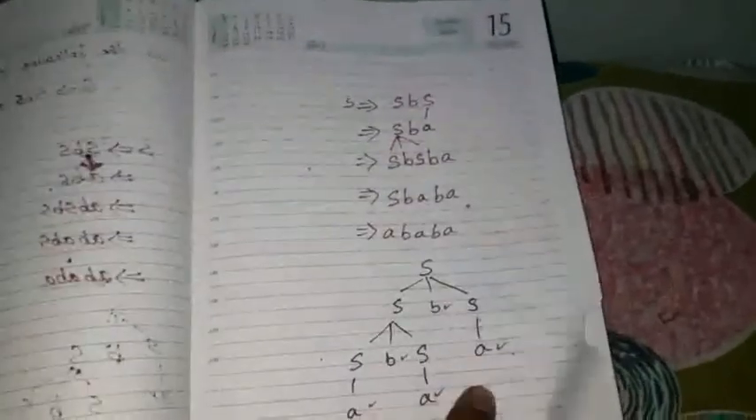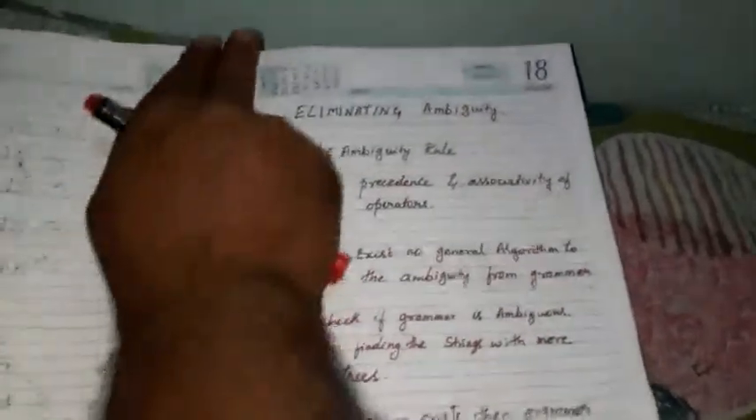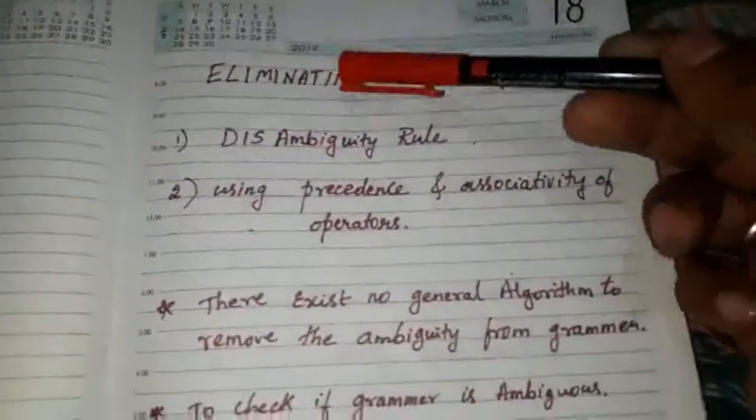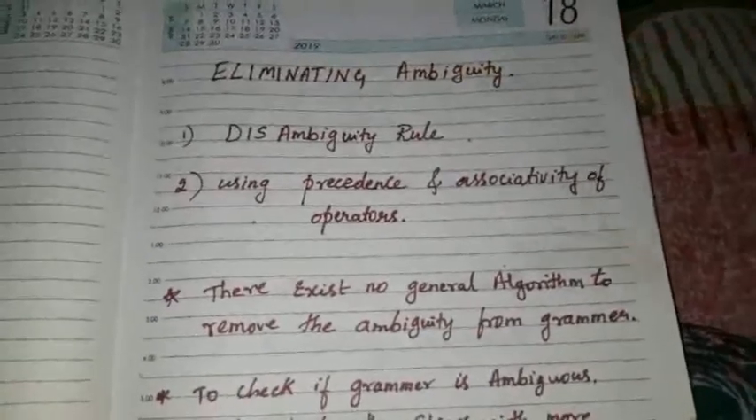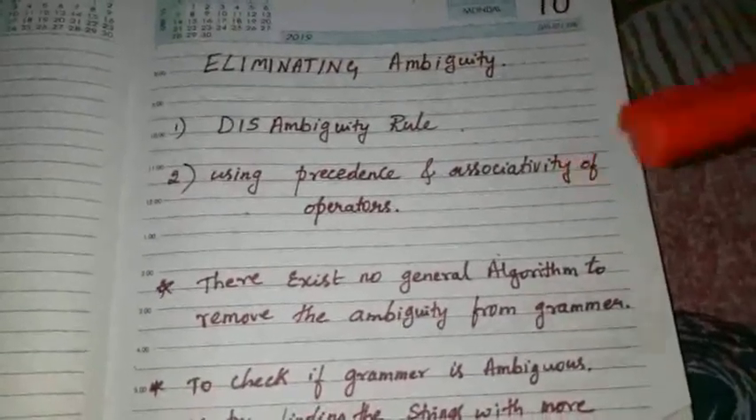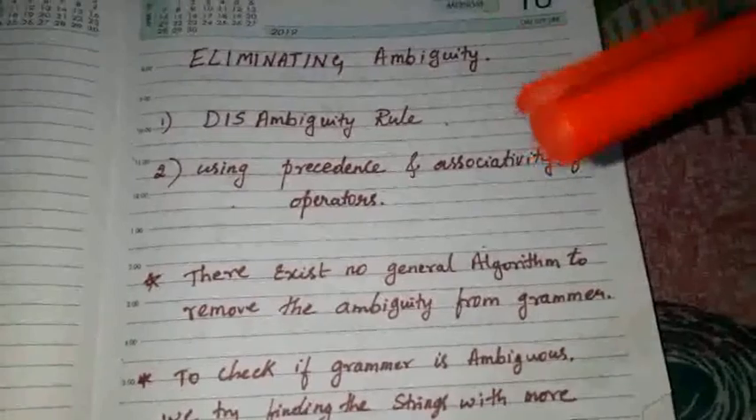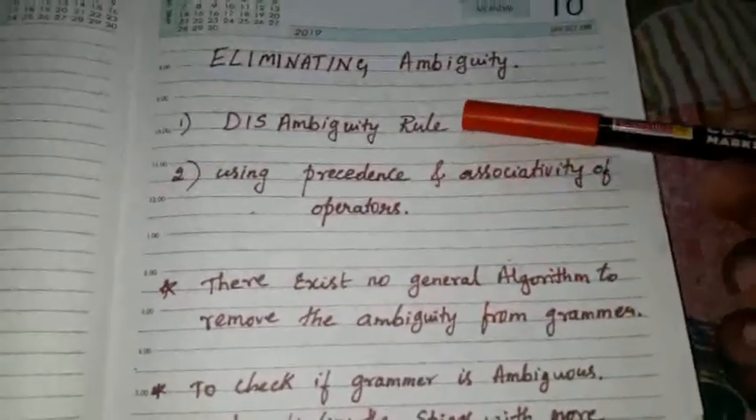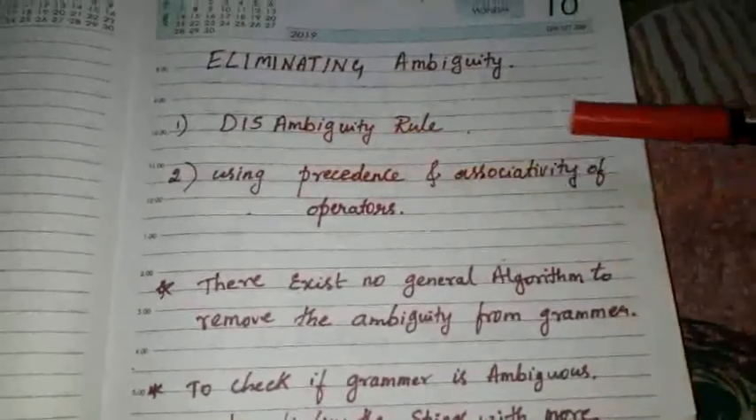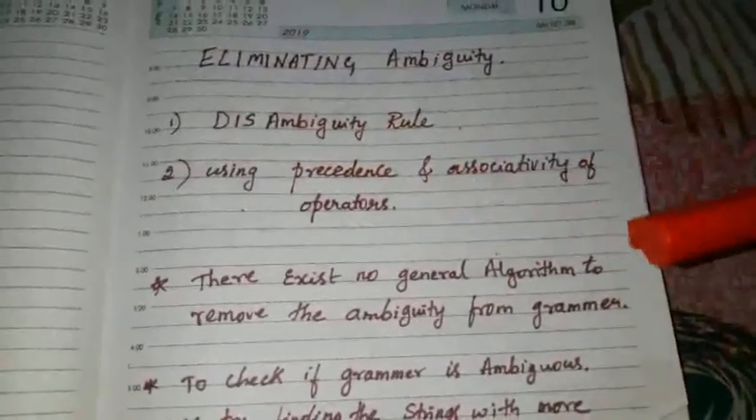Similarly, we have solved two more problems. In today's class, we look at eliminating the ambiguity in the given grammar. That is, whatever ambiguous grammars you have, you will make them unambiguous. How to do that? By using the disambiguation rule and using precedence and associativity of the operators.